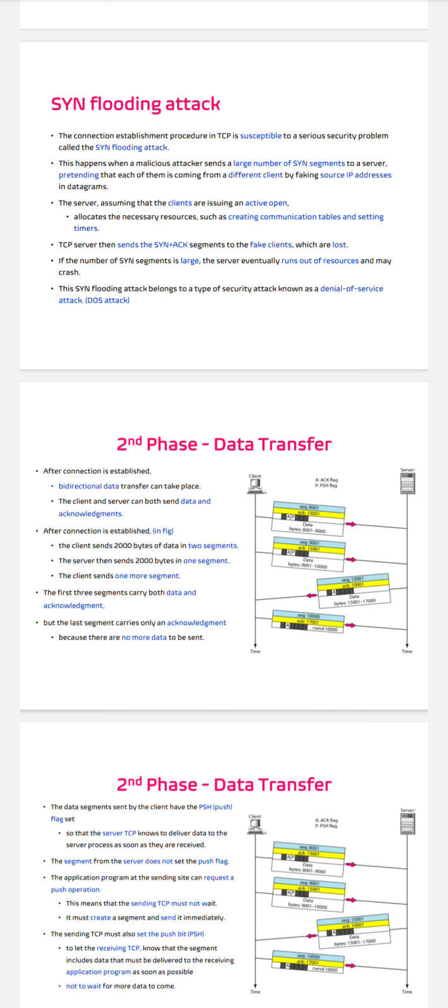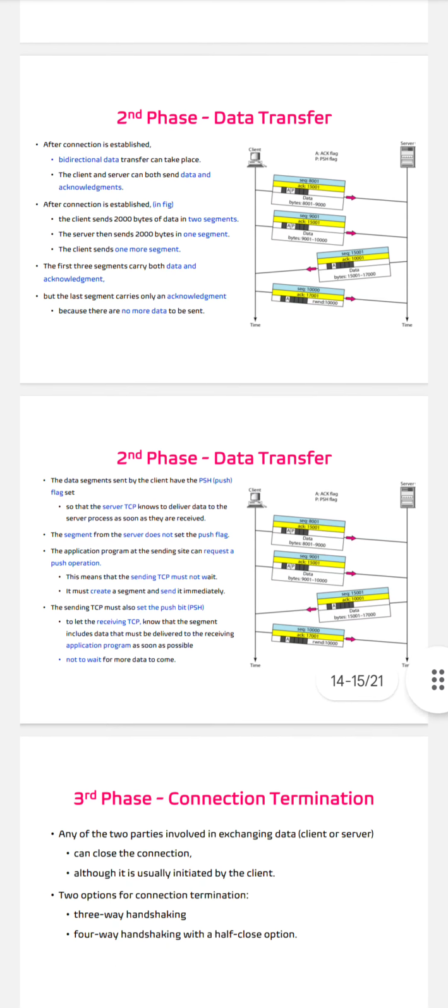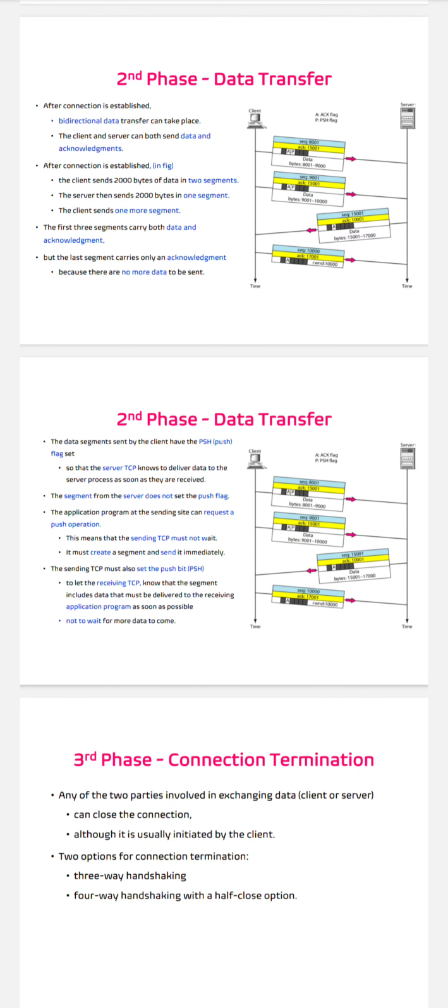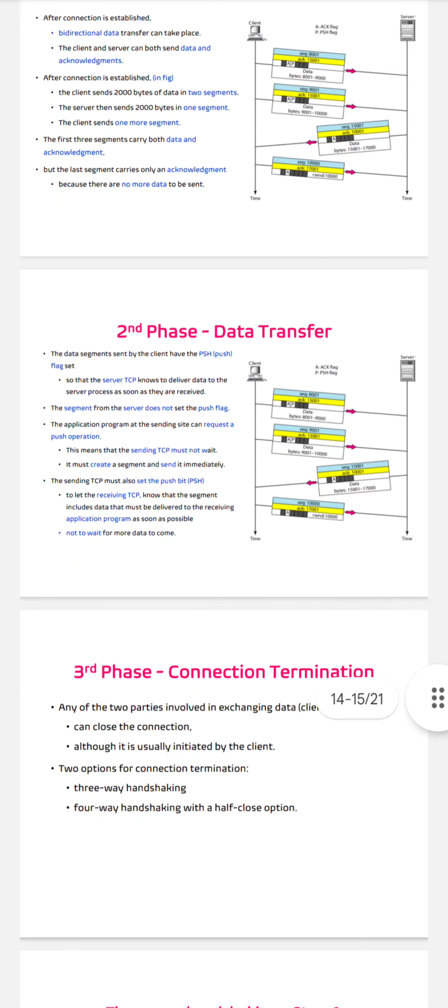The second phase is data transfer. After the connection is established, bidirectional data transfer can take place. The client and the server can both send data and acknowledgements. In this example, the server receives 2000 bytes of data in two segments. The server then sends one segment to the client, and the client sends one more segment. The first three segments carry both data and acknowledgement, but the last segment carries only an acknowledgement and no more data to be sent.